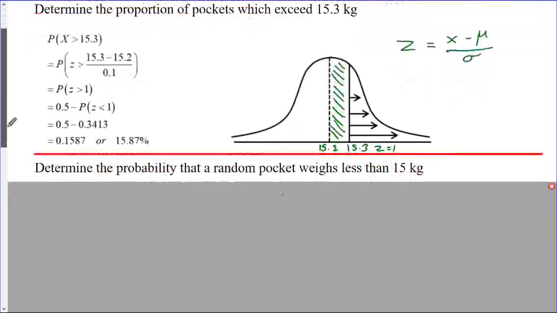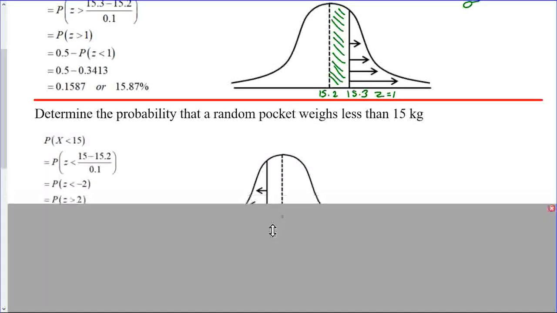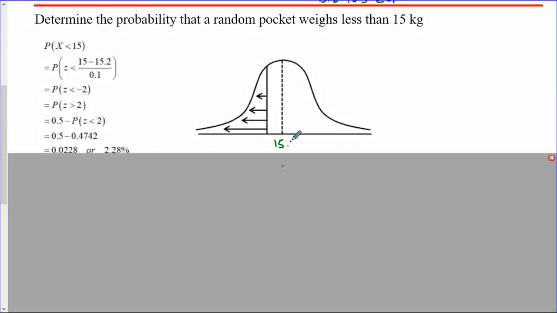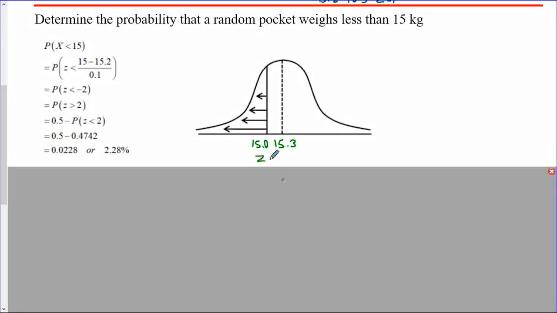What's the probability that a random pocket weighs less than 15 kilograms? Let's look at this diagram. Remember, our mean is over here at 15.2, and now we're talking about an X score of 15.0, and that corresponds to a Z score of -2. Now, try as you might, you won't find a score of -2 on the table. You will find +2, and this area over here will be exactly the same by symmetry as being bigger than +2. But remember, when we look up +2 on our table, we're actually going to get this dotted area over here.